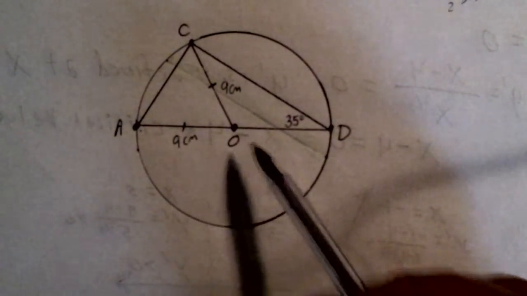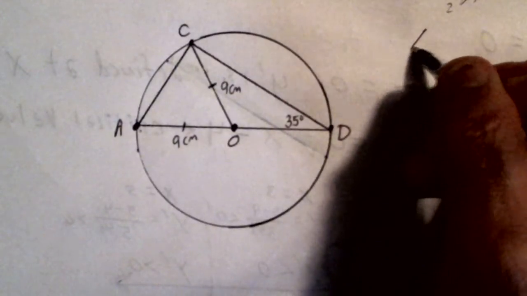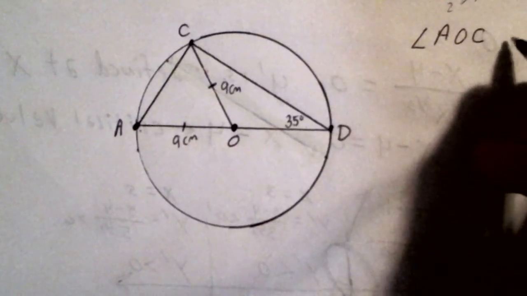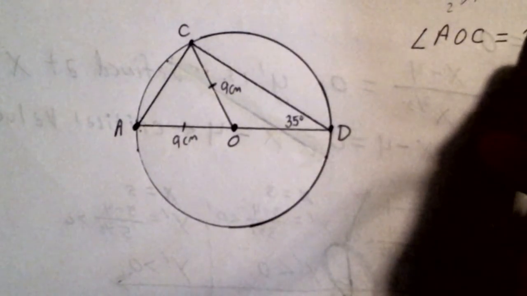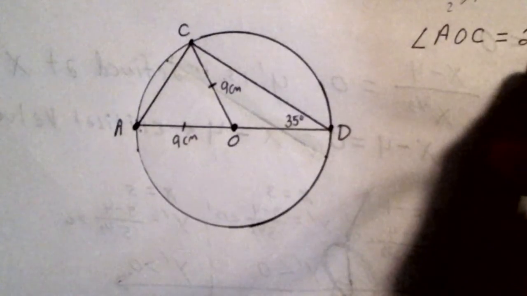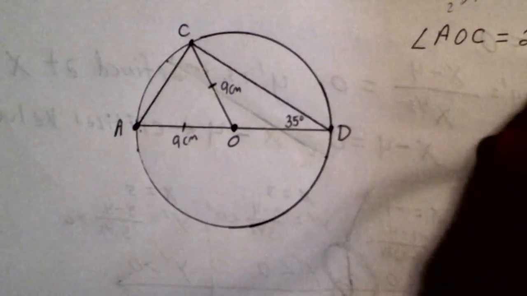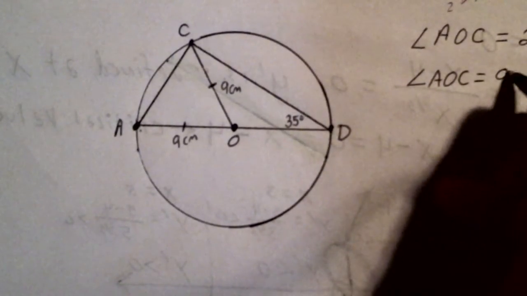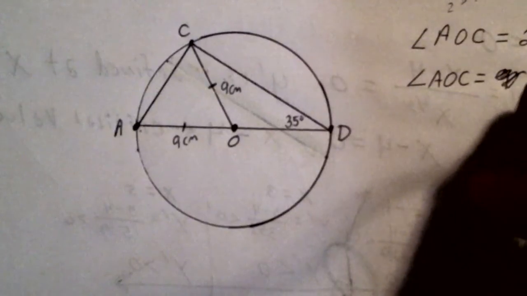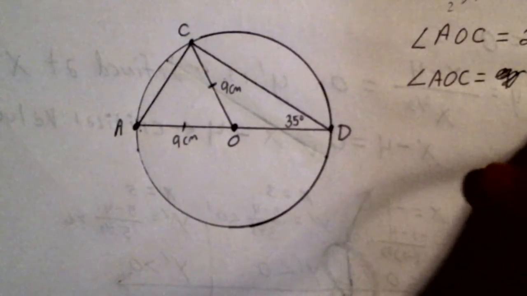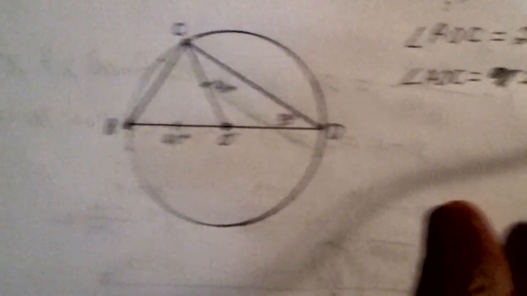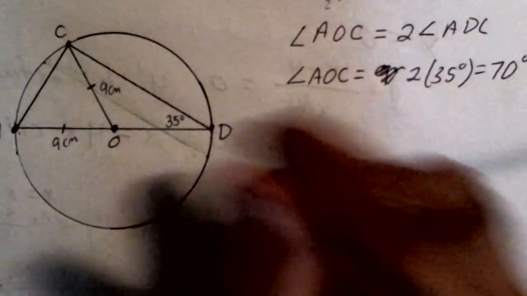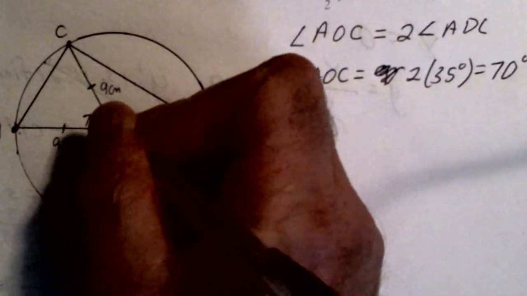The way it works here is there's a theorem in geometry that says the measure of a central angle, AOC, is going to be twice the measure of this inscribed angle, which is angle ADC. So therefore, angle AOC is going to be equal to 2 times 35 degrees, or 70 degrees. So that is going to be the measure of angle AOC. So this is a 70-degree angle.